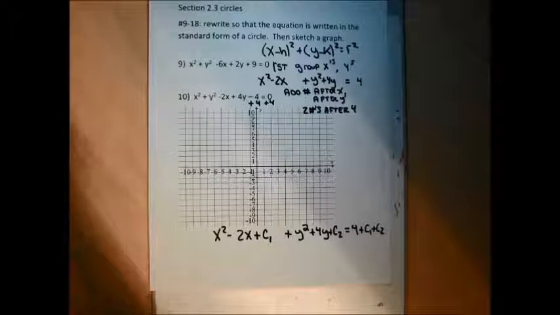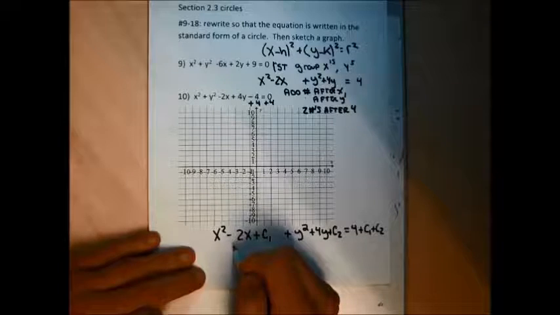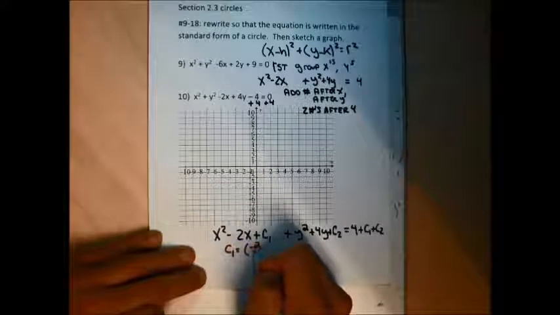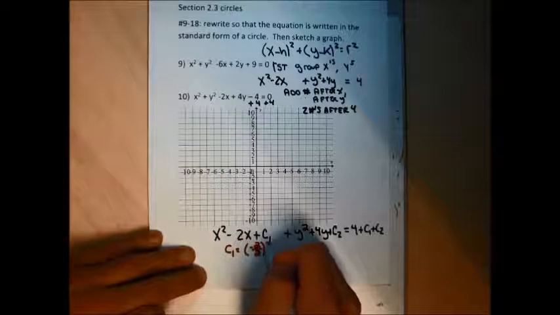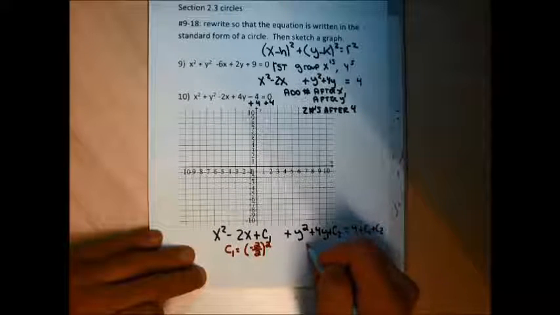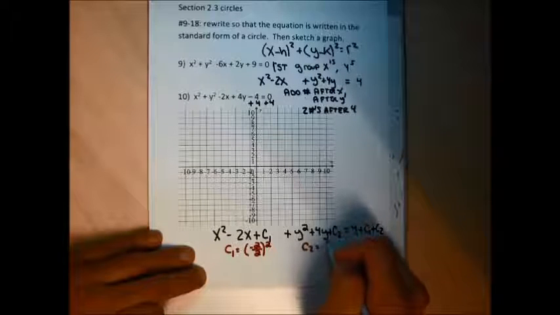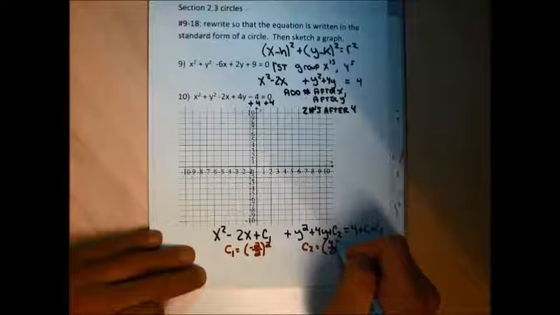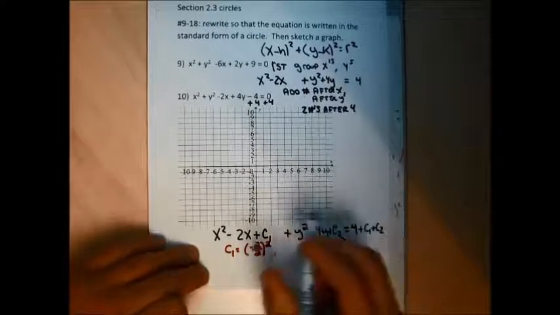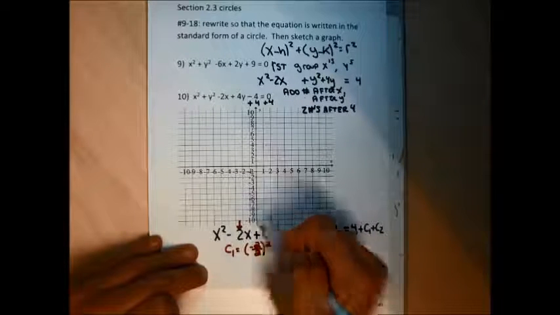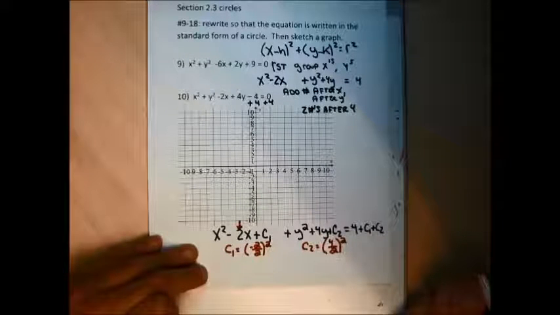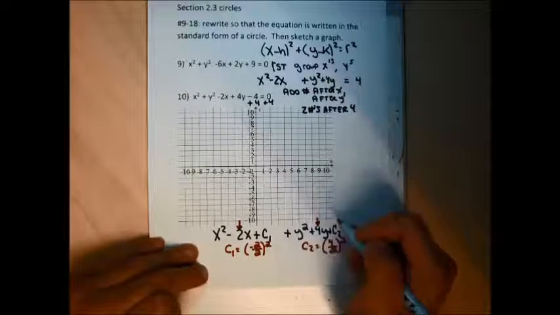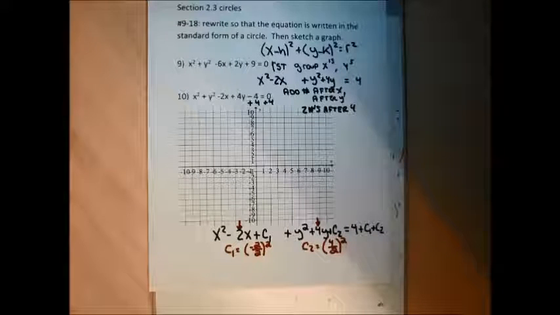C1 is going to be the number in front of the x to the first power term, divided by 2, and then squared. C2 is going to be the number in front of the y to the first power term, divided by 2, and then squared. So again, for C1, I look at the number in front of the x to the first power term, I divide it by 2, then I square it. For C2, I look at the number in front of the y to the first power term, I divide it by 2, then I square it.